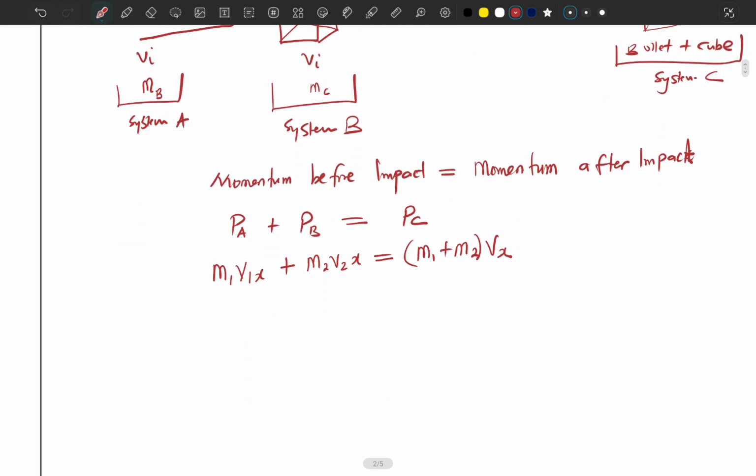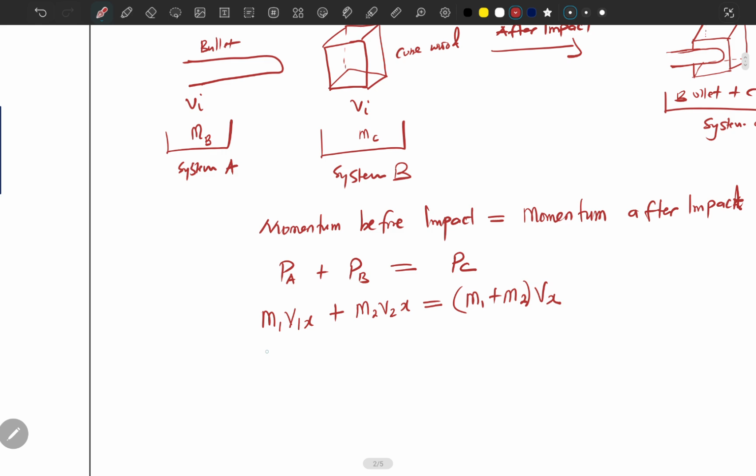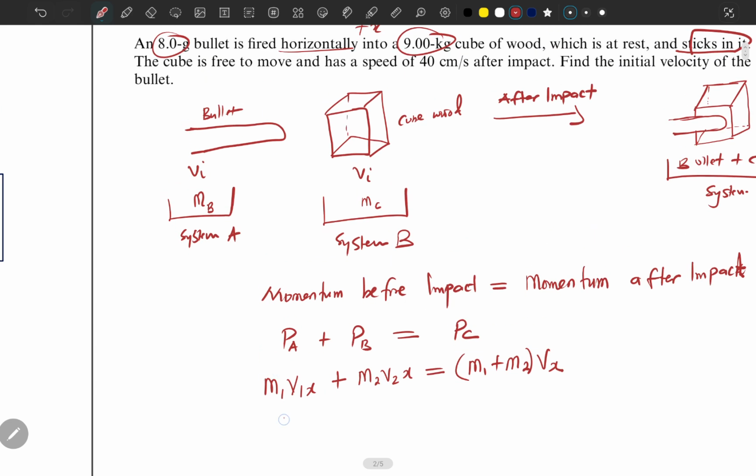So let's now substitute everything. Remember that the mass should be in kilograms, so this gram value should be divided by 1000, and we get 0.008 kilograms. The velocity we don't know, so let's call it VBx, where B is the bullet, and the cube is C. Let's be specific.